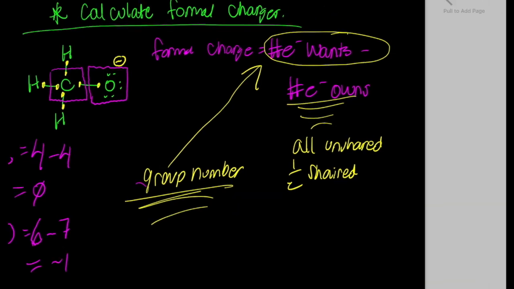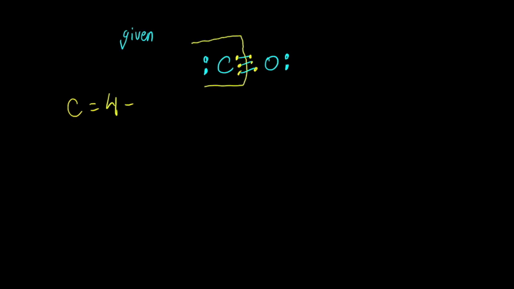Okay? Let's do another one using my method. So again, we're given this molecule here. Step 1, I suggest putting dots on top of each of these lines so that you could count things, okay? So the formal charge for carbon is going to be equal to the group number for carbon, minus how many electrons it owns. So we count half the bonds and all the dots. So it's going to be -1.